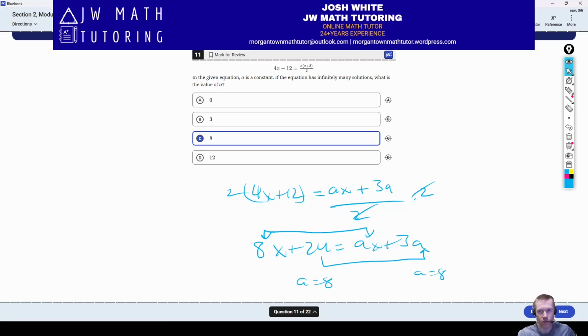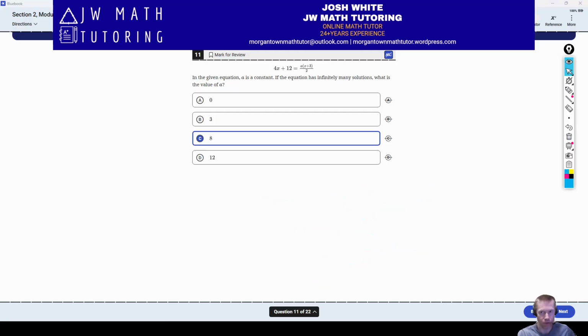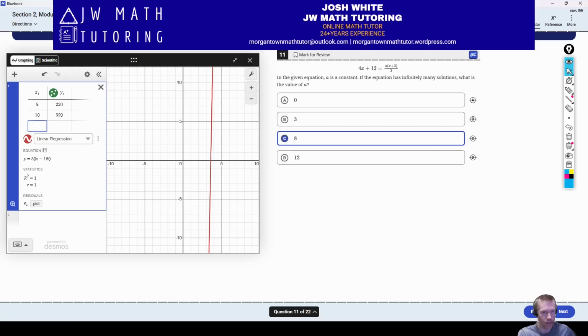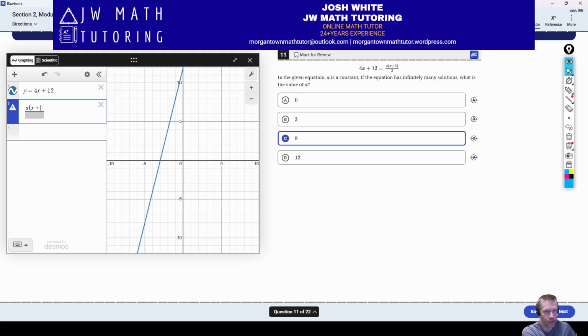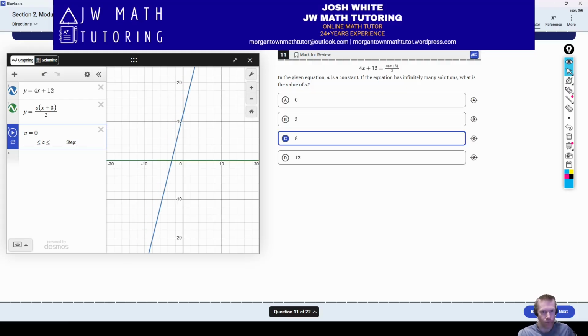Now, here's an alternate approach that you could use in Desmos if you didn't know that or didn't remember to do that. Graph both of the lines. Do the division sign first here. So I'm graphing the left side and the right side. Then I'm going to add a slider for a. I'm going to plug in the different answer choices. And what I'm looking for is, with infinite solutions, the same line over top of itself.